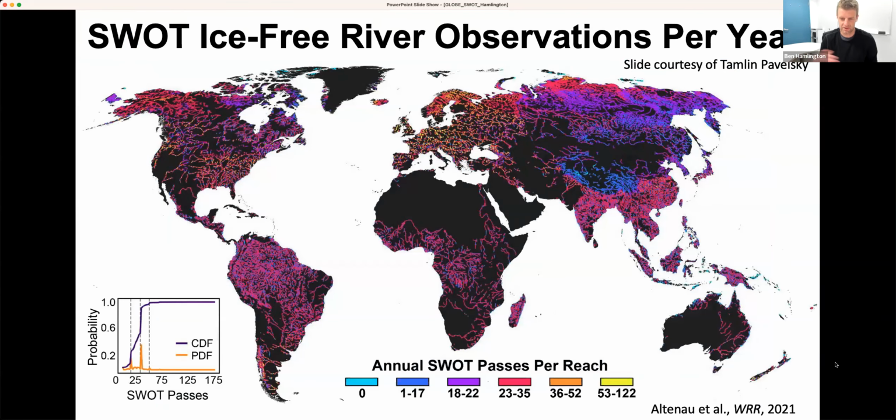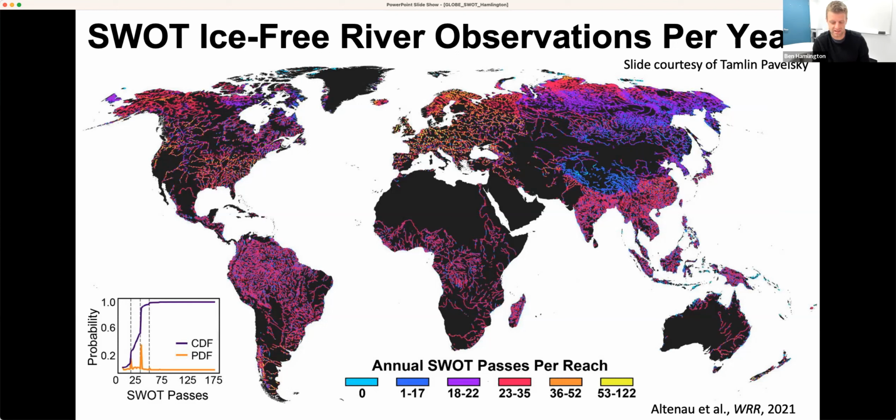All right, so now to shift to hydrology. So I've talked about what's happening in the ocean along the coasts. SWOT is also going to provide measurements over land, right? So it's going to see on a global scale rivers, lakes, and reservoirs in detail that we've never been able to before.